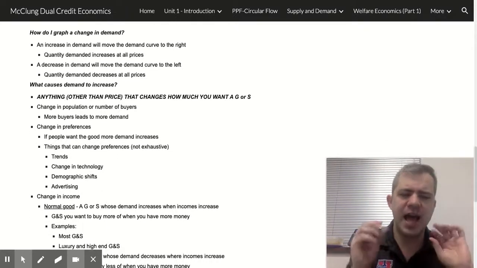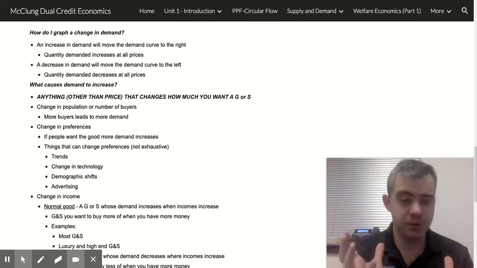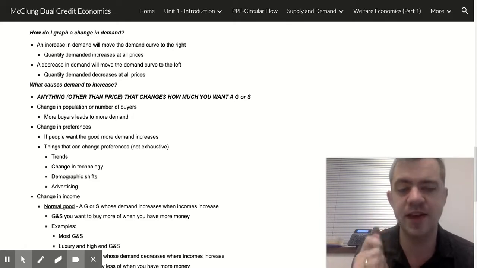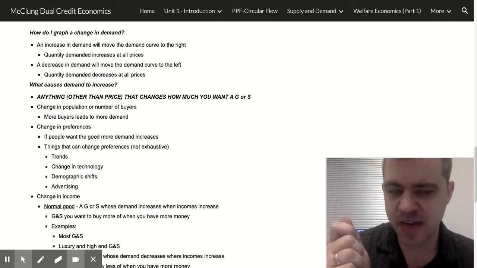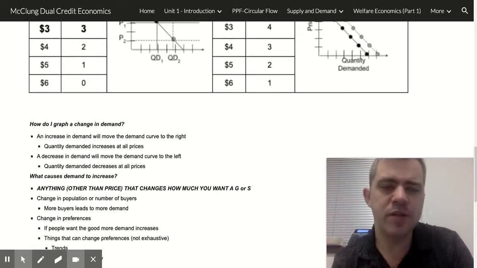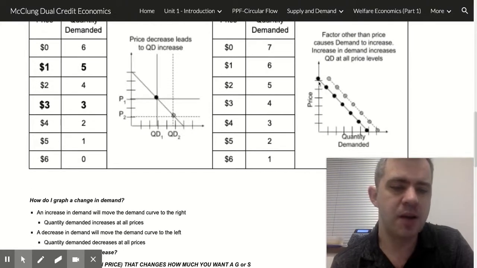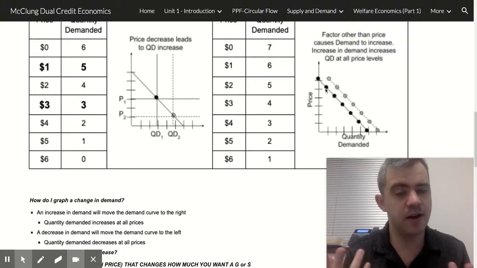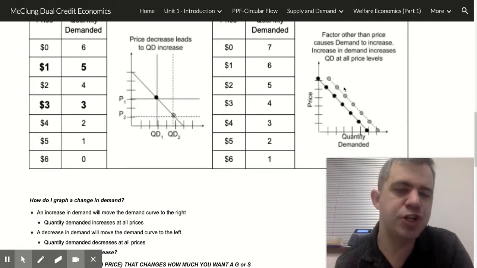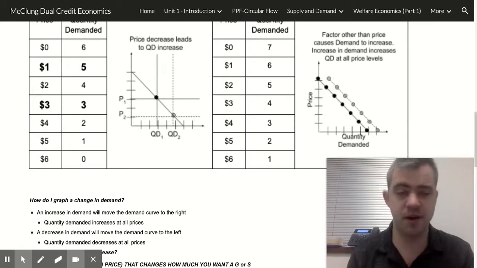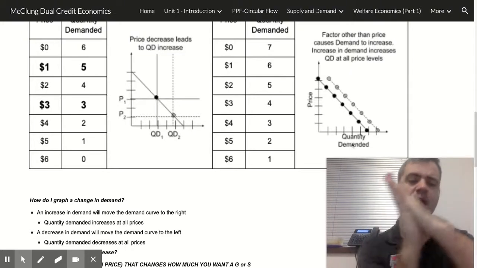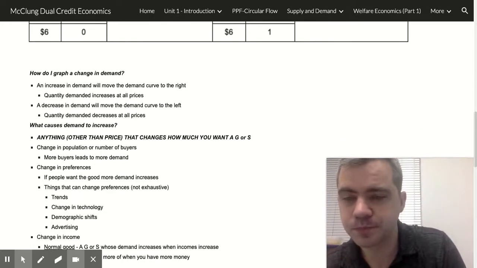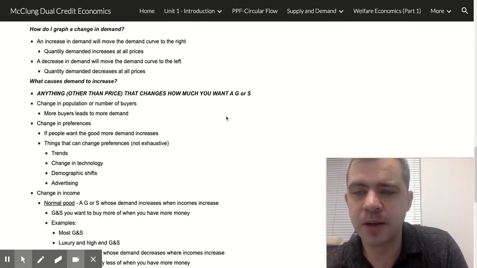Well, just for the Cliff Notes version of what I'm about to give you here, it's anything that's going to make you want this thing more other than price. Because remember, we talked about this at the beginning of the year. If price changes, we're moving along this line. It's one of the variables that we already have. So if this is going to shift, it's going to need to be some sort of third variable. It's not price, it's not quantity demanded, it's some other thing that's changing how much we want the thing.